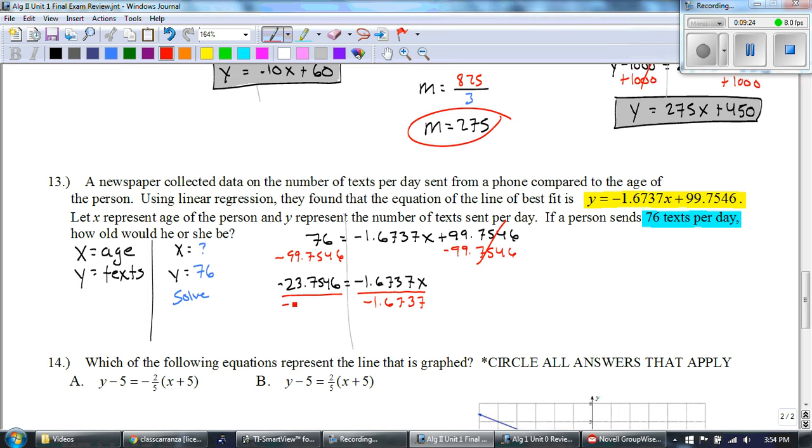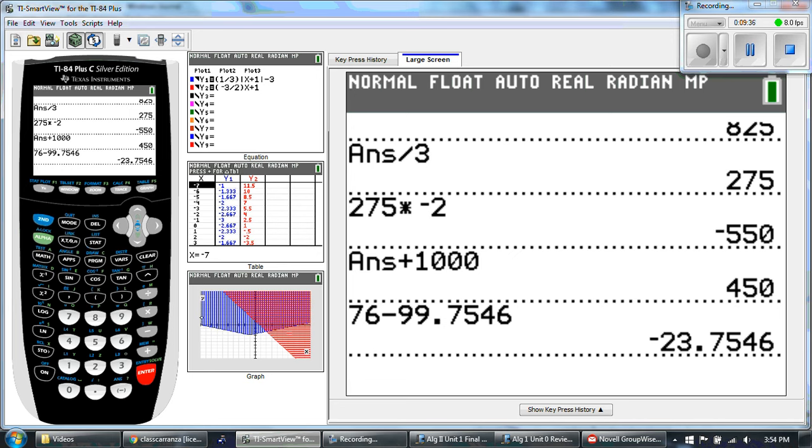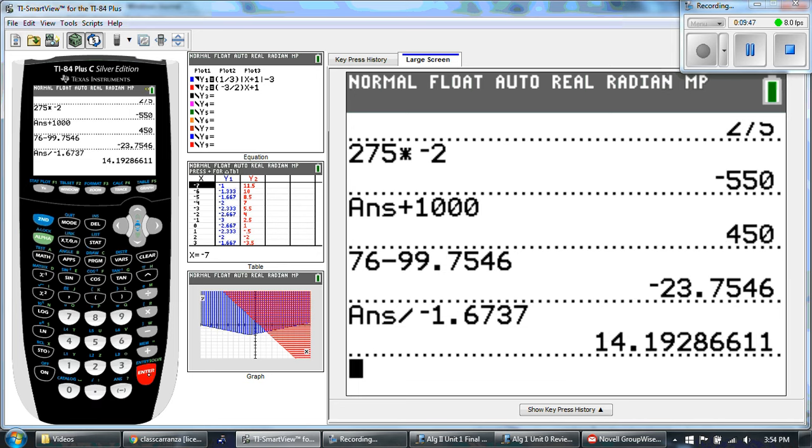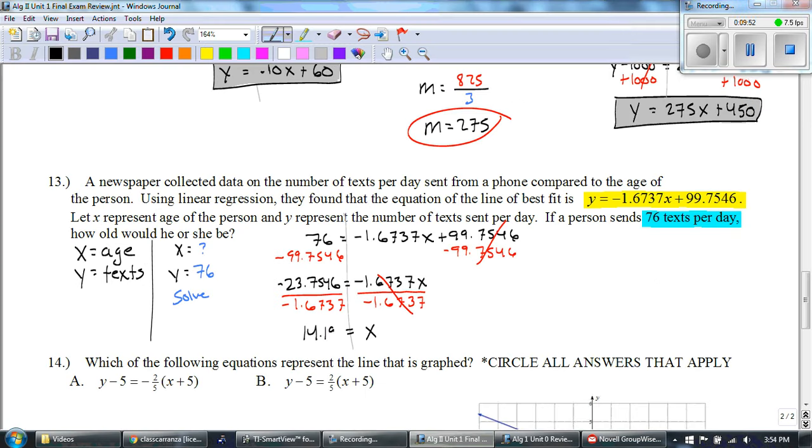So I need to divide both sides by negative 1.6737. Notice I'm not retyping that in my calculator, I'm just going to hit divide. So it's negative 1.6737, and then we get our answer of 14.19. So about how old is this person? This person is about 14 years old.